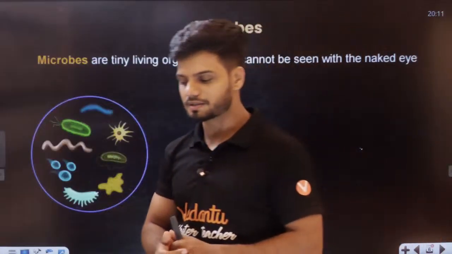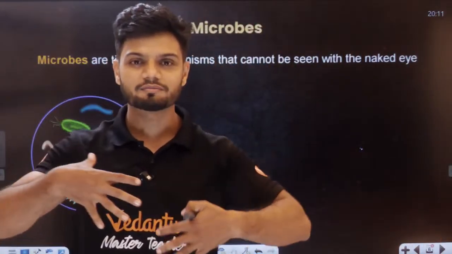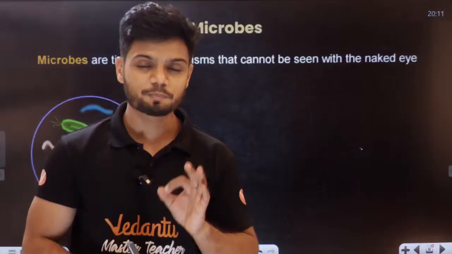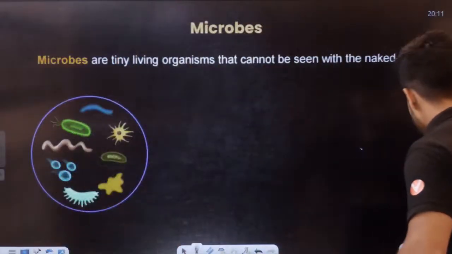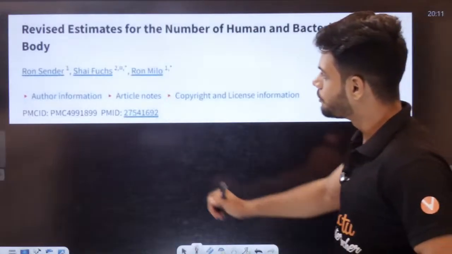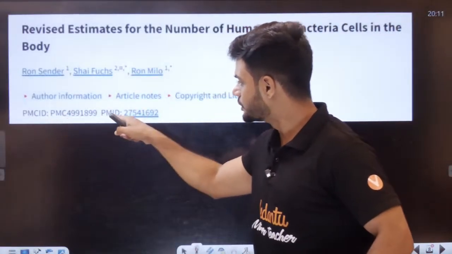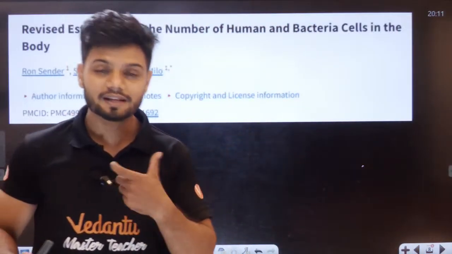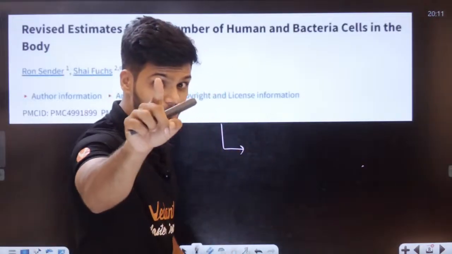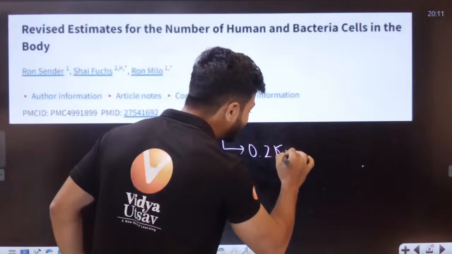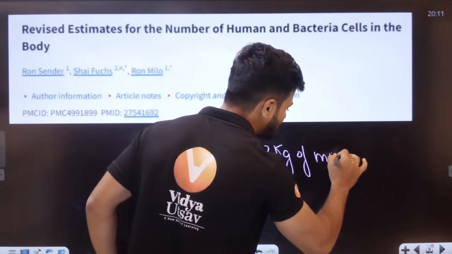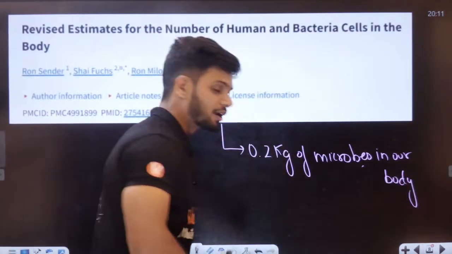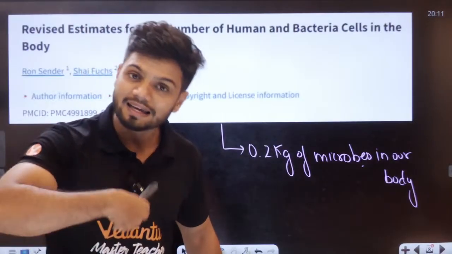Tell me, students, do you think we have microbes in our body? Students, there was a research paper, which I have a link to also, because all of you deserve the best information in the world. All of you can use the PubMed ID here and check also. This research paper told us, you'll be shocked, that there is around 0.2 kg of microbes in our body. That is around 200 grams of bacteria in our body.